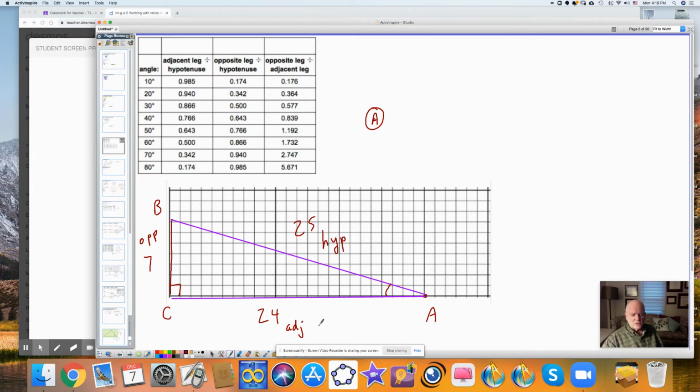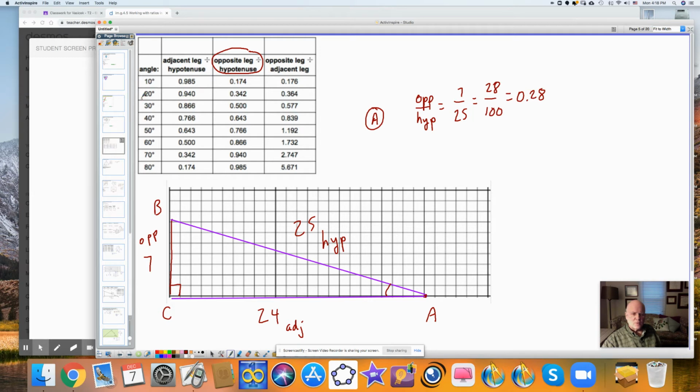Going through and labeling this only takes a second. It really does make a difference in how you do things. I know several of these sides. I'm going to use 7 and 25. So my opposite to hypotenuse ratio is 7 over 25, which is the same as 28 over 100, or 0.28. And what angle has a ratio of the opposite to the hypotenuse of 0.28?